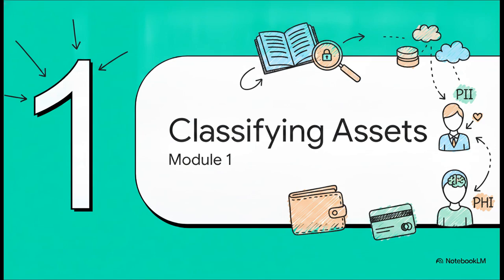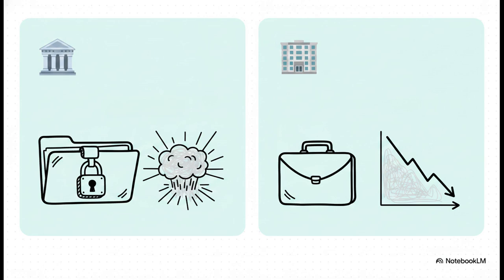Module 1. Identifying and classifying assets. So the journey starts with knowing exactly what you have and figuring out its true value. You literally cannot protect what you haven't identified. We're talking sensitive stuff like PII, personally identifiable information like social security numbers, or PHI, protected health information.